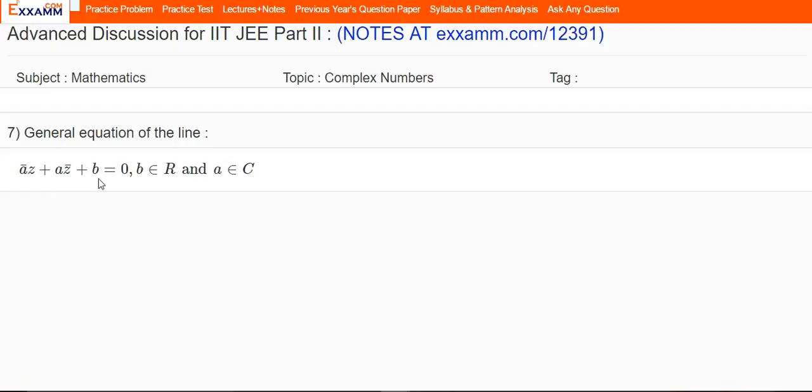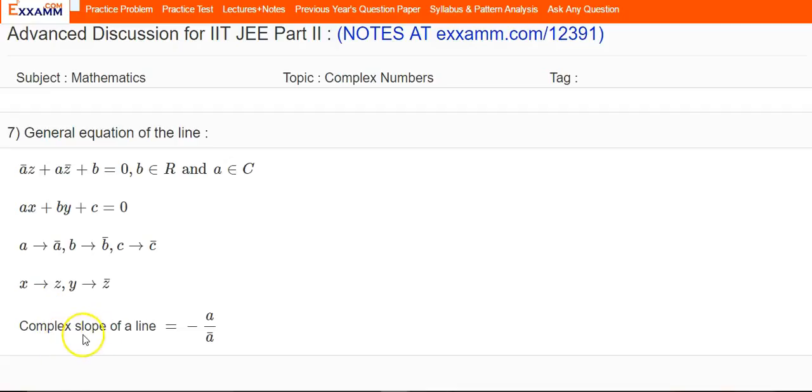Now what was the general equation of a straight line in coordinate geometry? It was ax plus by plus c is equal to 0. So what has happened? a has become a bar, b has become a, and c has become b, and x has been replaced with z and y has been replaced with z bar. So this equation I want you to remember. The best way to remember is to do so many problems of a particular thing which you have to remember, so that you remember it automatically.